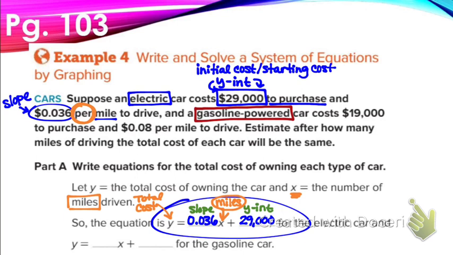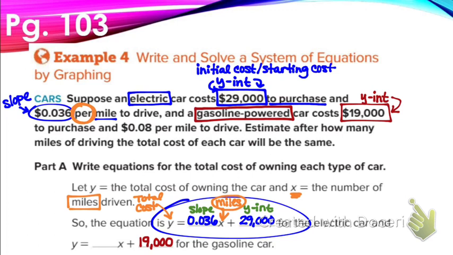Beautiful work so far. All right, so we have our electric car. What else was this story telling me about? A gasoline car. What kinds of information do I have about the gasoline car? Yep, I have my y-intercept. What's my y-intercept? 19,000. That's my initial amount. Where do I put that in the equation? After the plus.